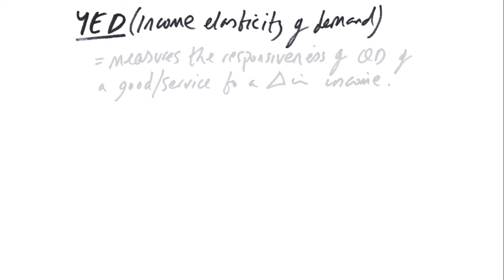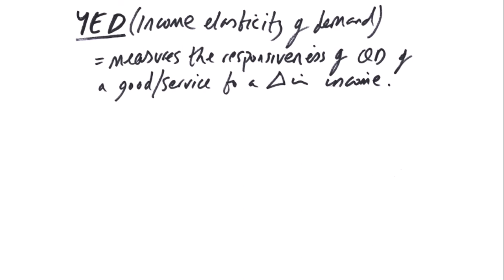Okay, so hopefully you wrote down that YED measures the responsiveness of quantity demanded of a good or service to a change in income. Okay, so it's similar to PED, but you obviously change price to income, so it's the relationship between someone's income and the demand they have for products. So obviously it's good to also remember the formula. So pause the video, write down the formula.